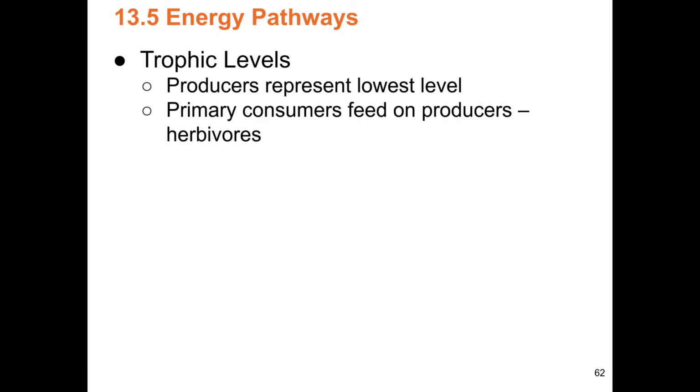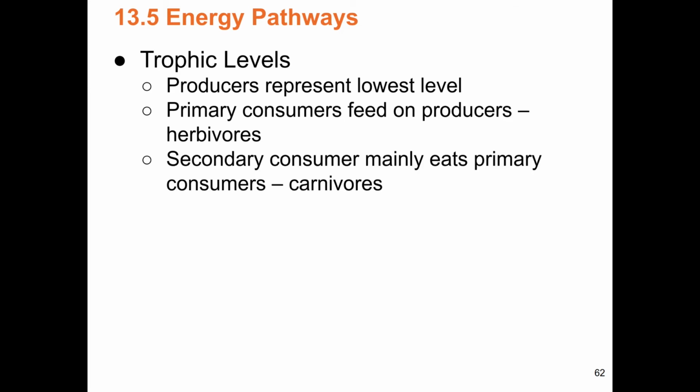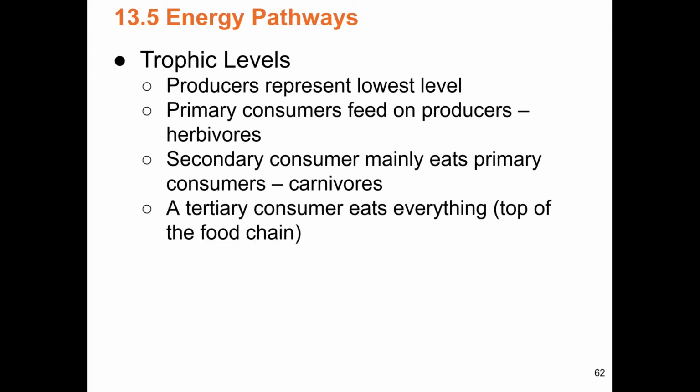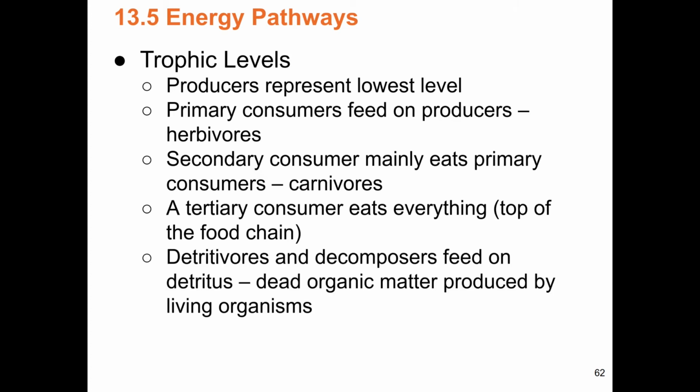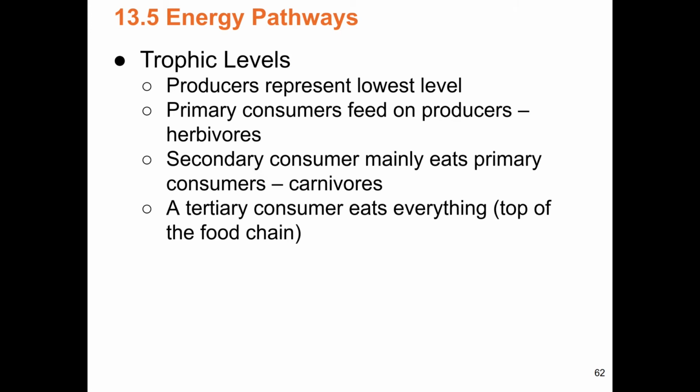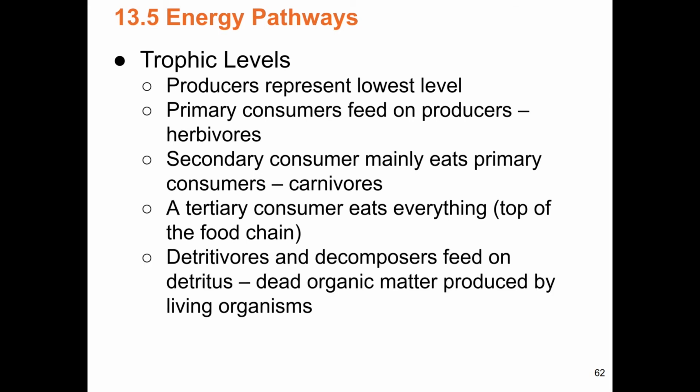Producers represent the lowest level. Primary consumers feed on producers. So primary consumers are herbivores. A secondary consumer eats primary consumers. Carnivores eat meat. A tertiary consumer eats the other consumers, unless they're an omnivore, which eats everything. Detritivores and decomposers eat dead stuff.